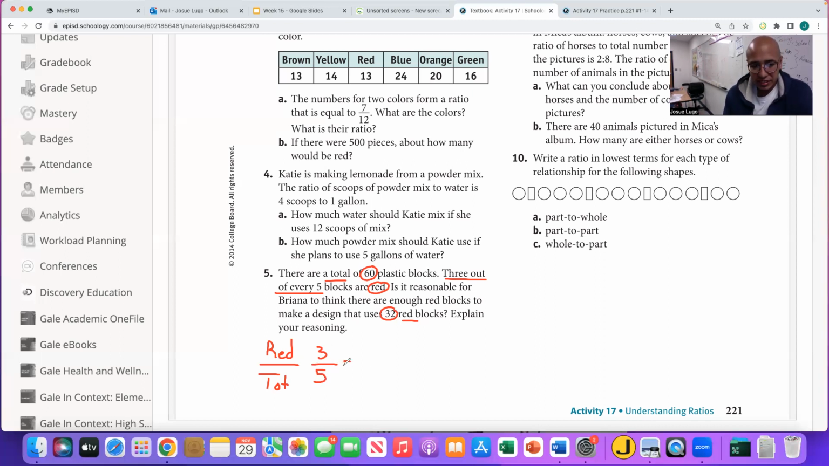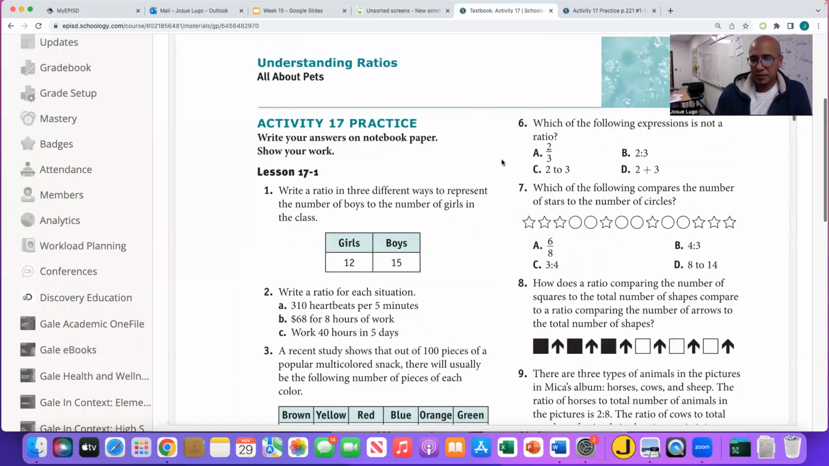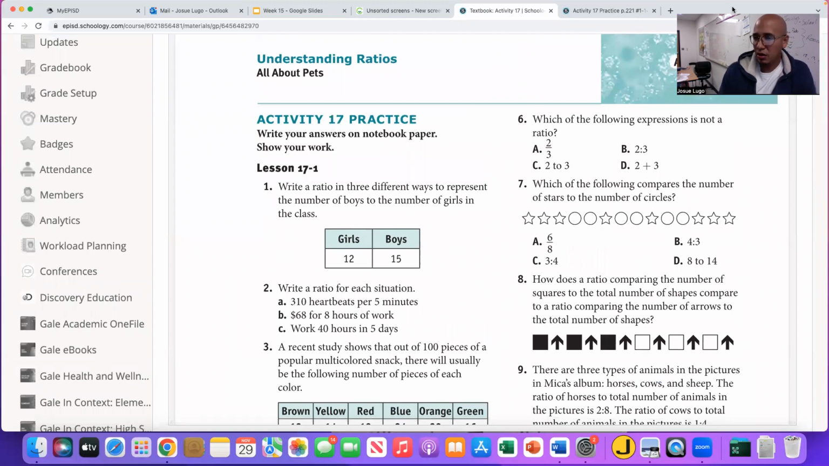But the question is now asking, well, if we have 60 total blocks, how many of those would be red? I want you to figure that out on your own using the same method that we did previously. And then once you find out how many total red blocks there are, ask yourself, do we have enough to make the design that requires 32 blocks? It's a simple yes or no question. So I'll let you guys have fun with that one. So as you can see, it's not really that hard of an assignment.